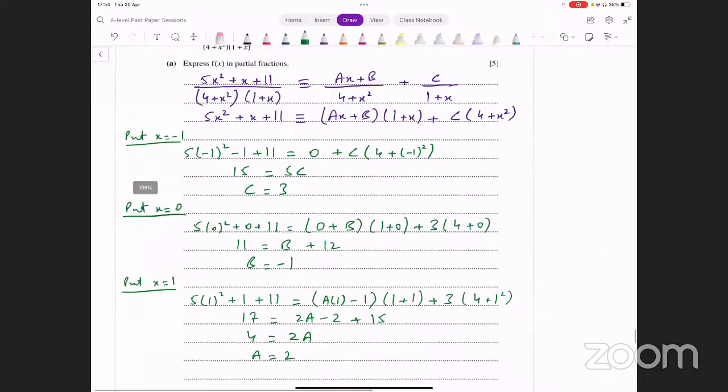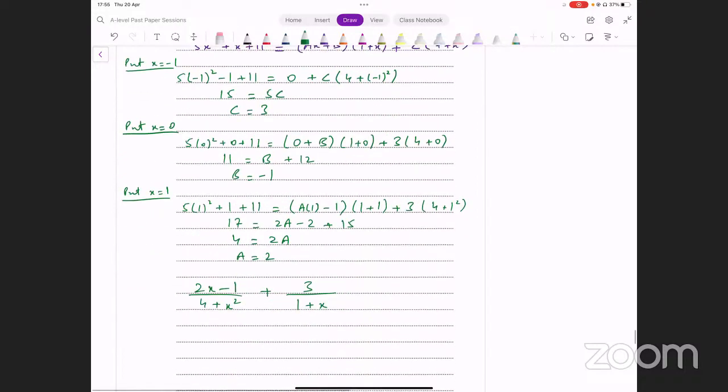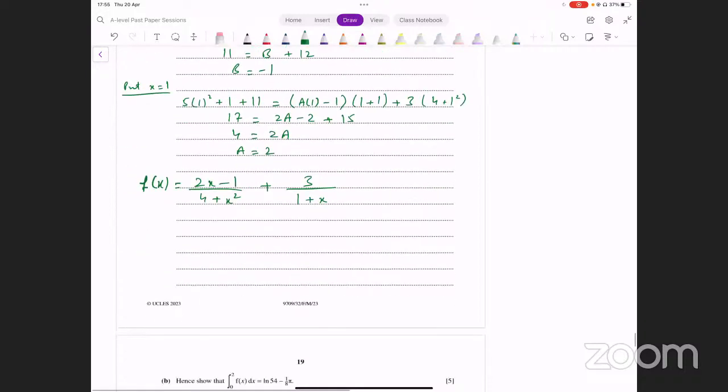अब वो partial fraction form में आप लिखना चाहें तो इस तरह से लिख सकते हैं. आपकी partial fractions क्या हो जाएंगी? ax plus b था ऊपर, so that's 2x minus 1 divided by 4 plus x squared plus c, which is 3 over 1 plus x, so that's 1 plus x like this. Okay, these are the partial fractions that you have. F of x can be written like this. Okay, that was the first part. Let's look at the next part now.